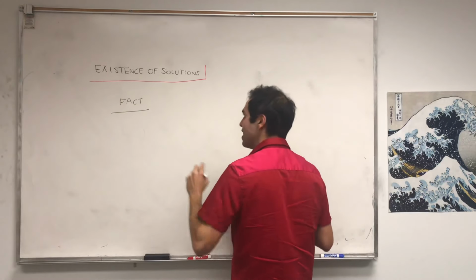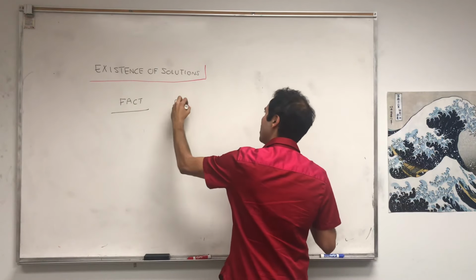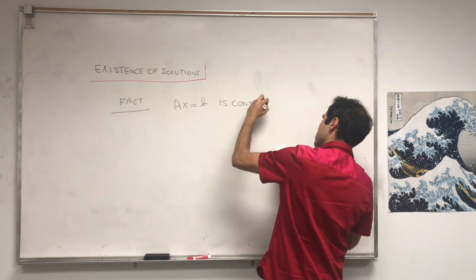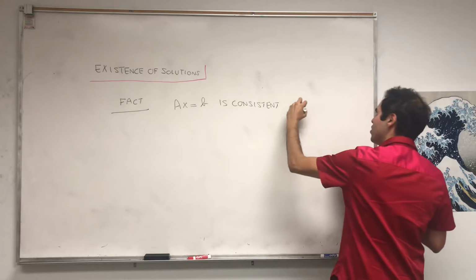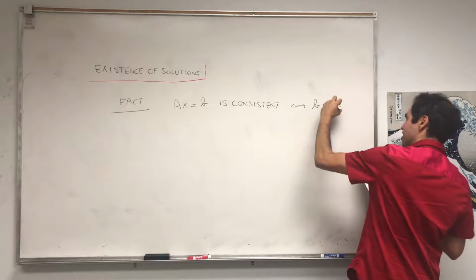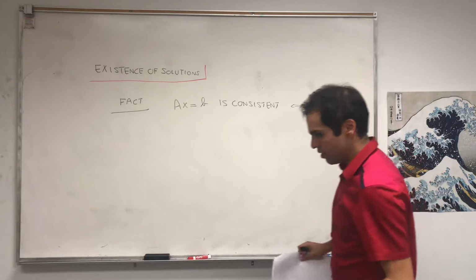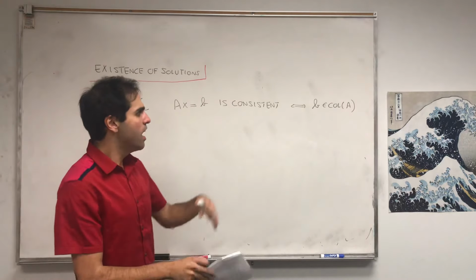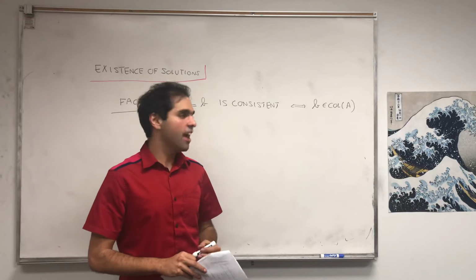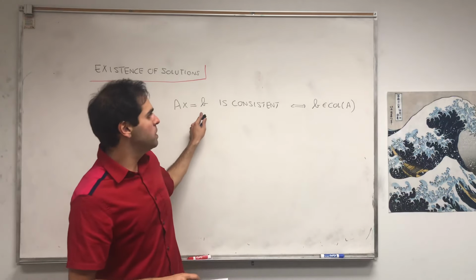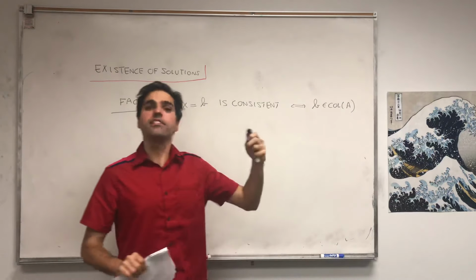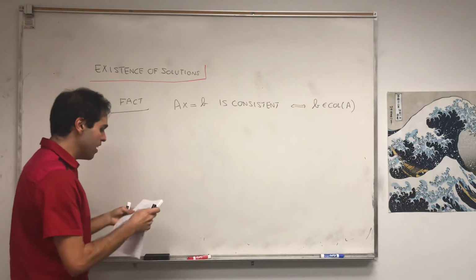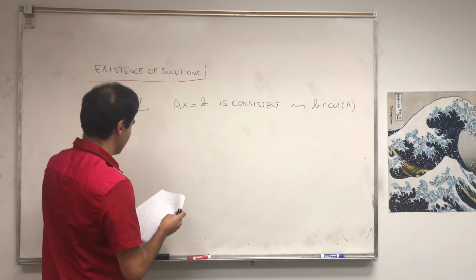So in other words, when is a system consistent? When does AX equal B have a solution? Well, that is true if and only if B is in the column space of A. If you think of the column space, which by the way is the span of the columns of A, as the info contained in A, then the only way AX equals B is consistent is if B is in the info contained in A. In other words, you can express B in terms of A. Let me just illustrate this with an example.